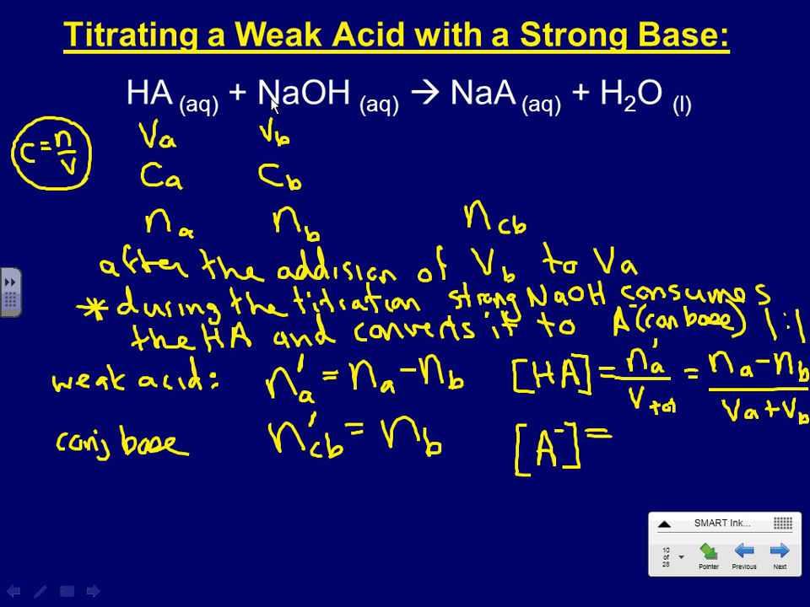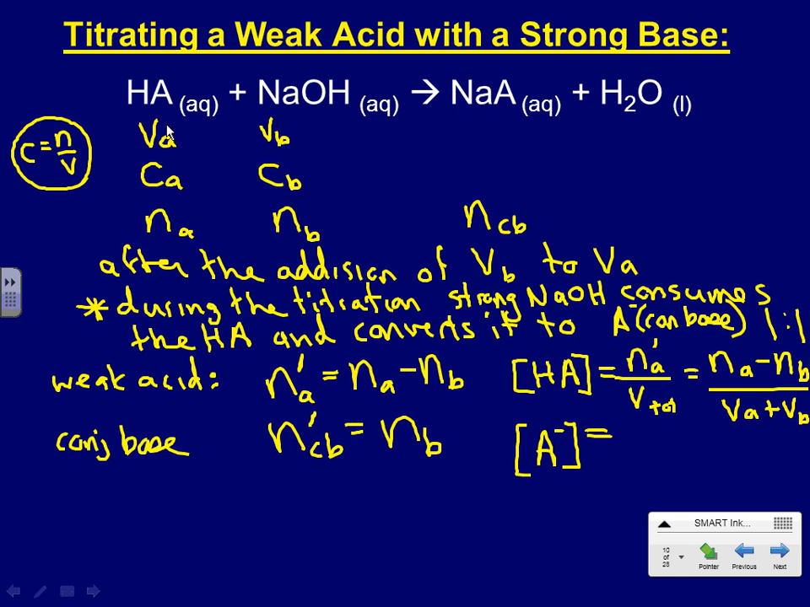Now this is a very important term. This allows us to calculate how much acid is left and what its concentration is after the addition of some base.